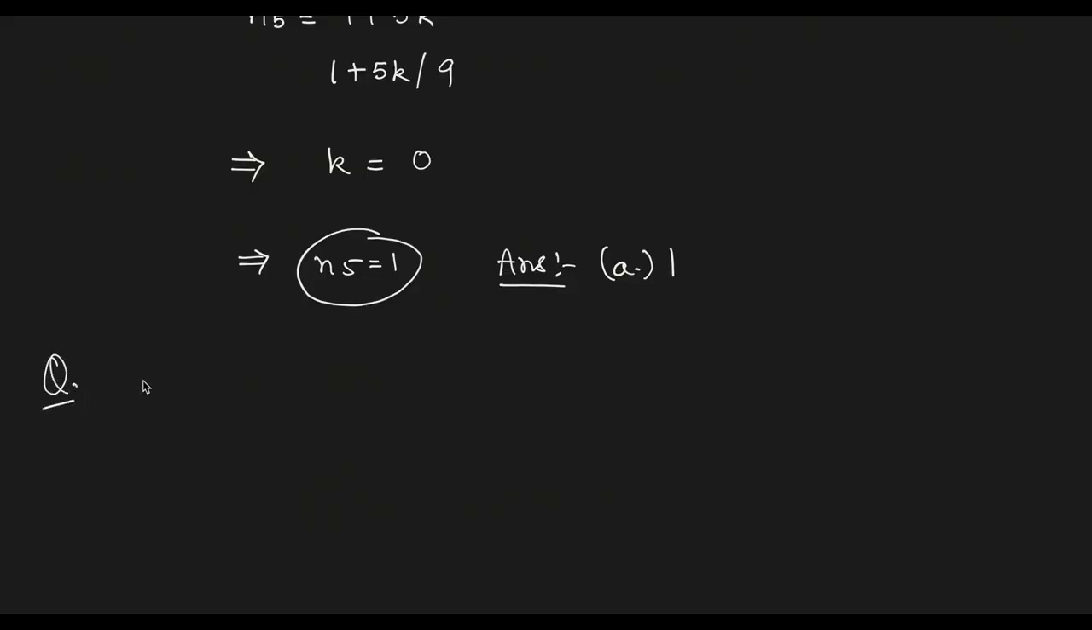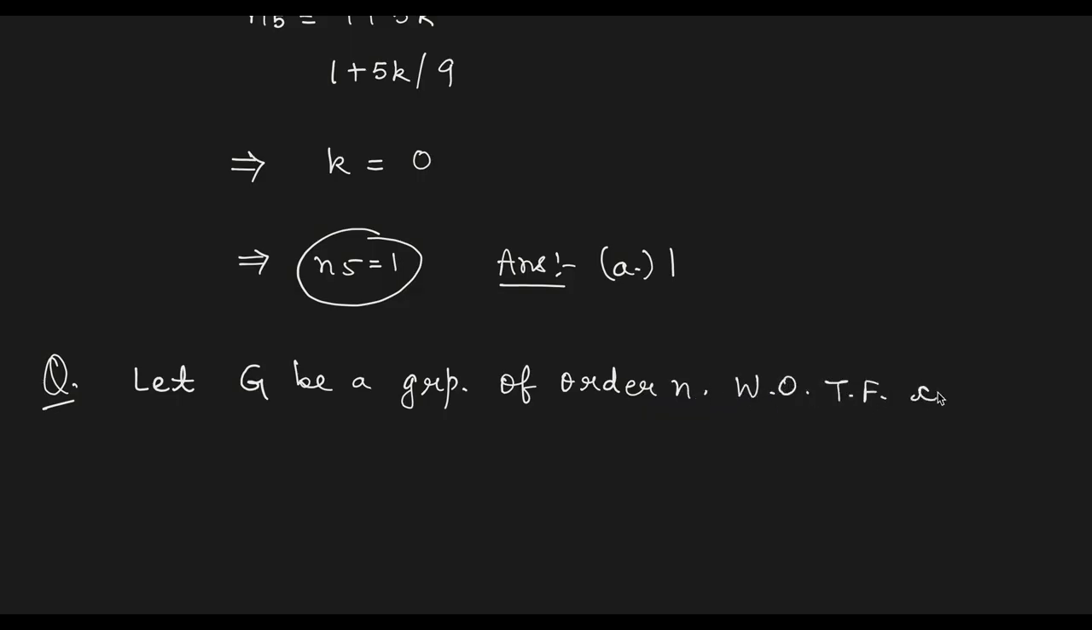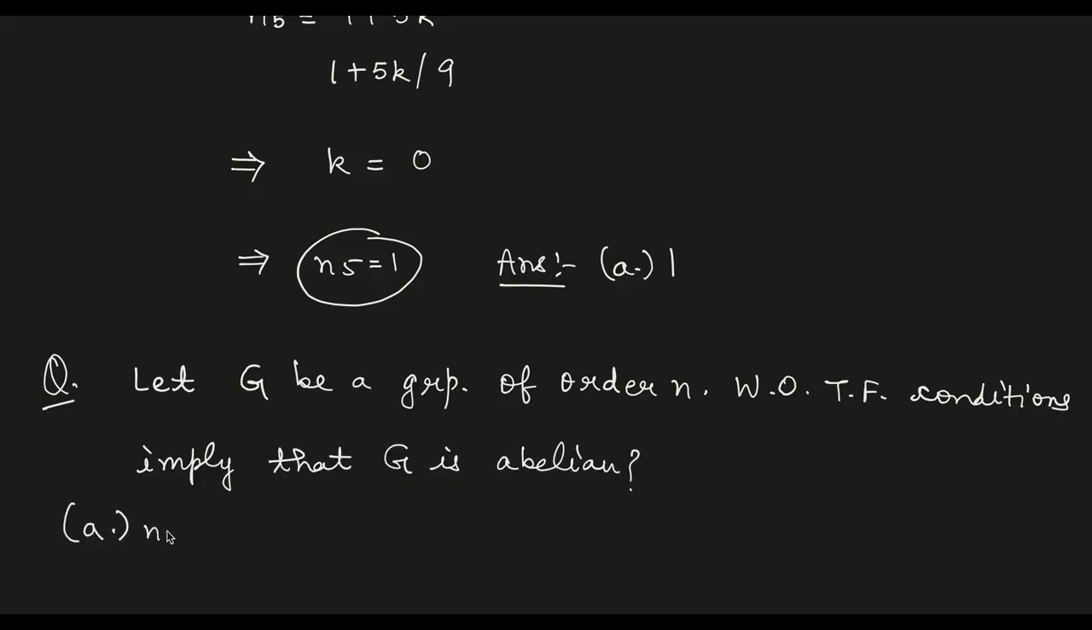Next, let G be a group of order n. Which of the following conditions imply that G is abelian? A part n is equals to 15, B part n is equals to 21, C part n is equals to 36.